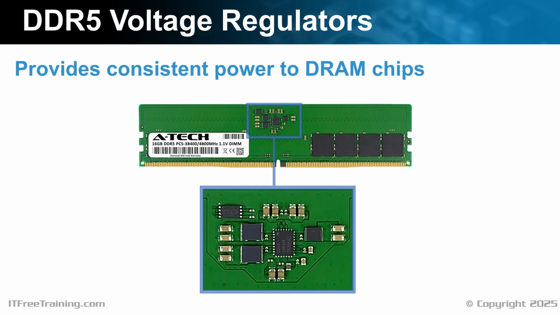The voltage regulators are designed to provide consistent power to the DRAM chips. The reason they are on the memory module is to reduce the distance to the DRAM chips. Having a shorter distance means less voltage is required. If the distance was longer, there is more chance of signal loss or corruption. To reduce the chance of signal loss or corruption, the easiest way to increase signal quality is to increase the voltage. Increasing the voltage, however, means more heat.